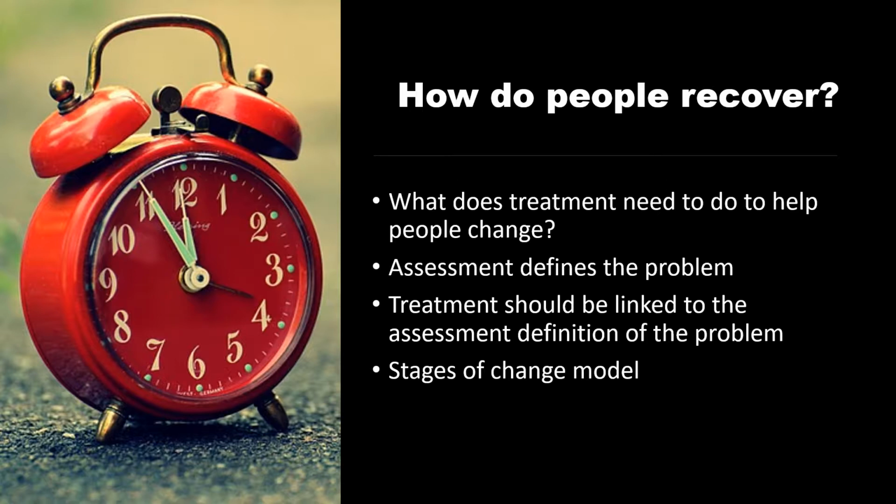In designing treatment for alcoholism and addiction, we have to ask how it is that people recover. What does treatment need to do to help people change? One of the first things that we need to do is assess. Assessment defines the problem with drugs or alcohol and how that problem has interacted with the rest of that person's life. Treatment should be linked to the assessment and the definition of the problem. There's no point in treating people for something that they don't have. One of the ways that we can begin to do treatment is to look at the stages of change model and see where the client is in their process of change.